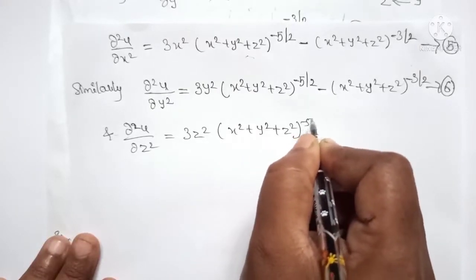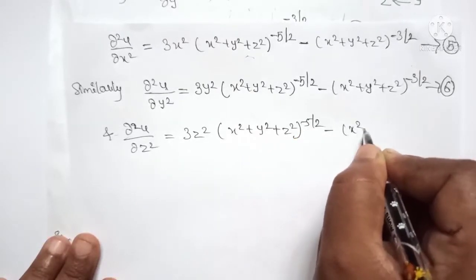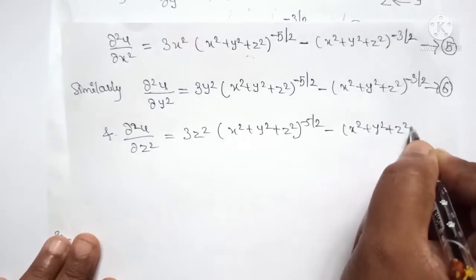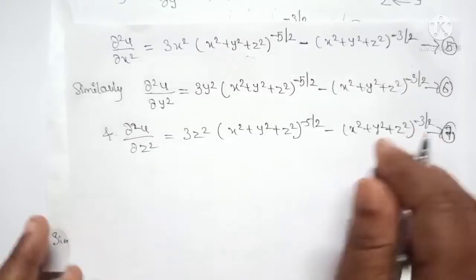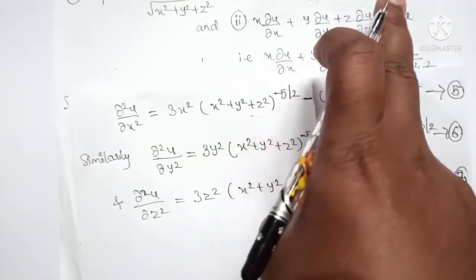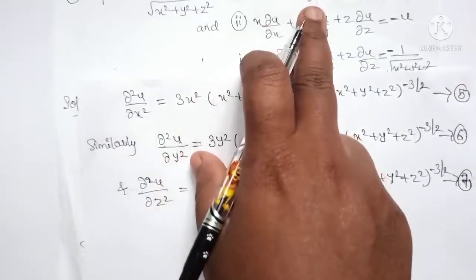We write this as it is. Okay, consider this as equation 7. Now in order to prove the first one, for the first proof we consider LHS.